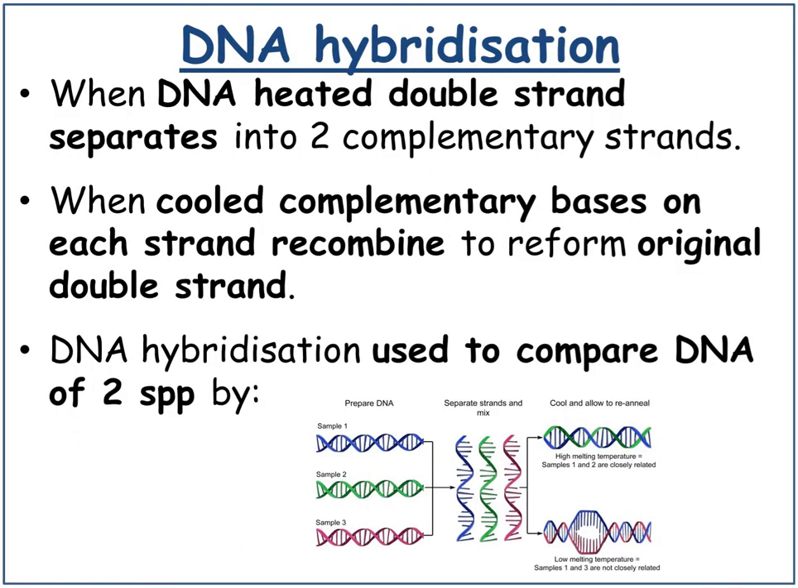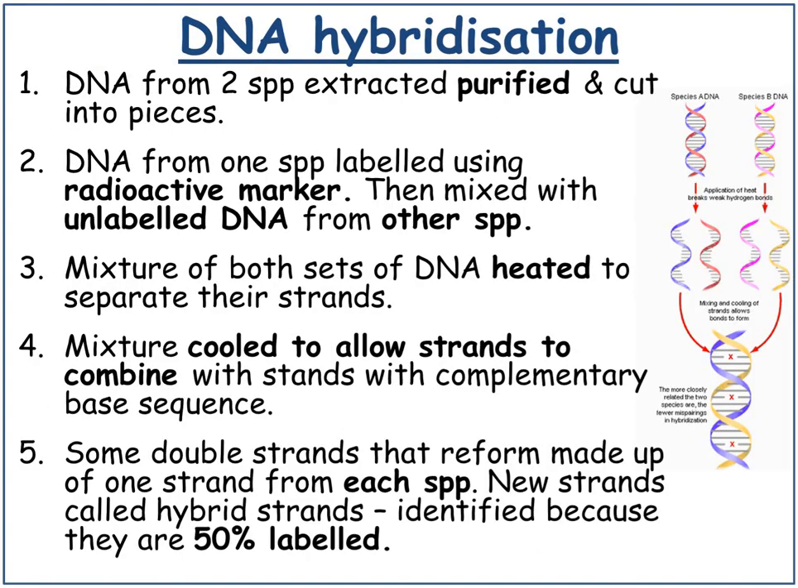DNA hybridization. When DNA is heated, the double strands separate into two complementary strands. When it is cooled, the complementary bases on each strand recombine to reform the original double strand. DNA hybridization is used to compare the DNA of two species. The DNA from the two species is extracted, purified, and cut into pieces. DNA from one species is labelled using radioactive markers. Then it is mixed with unlabelled DNA from the other species.